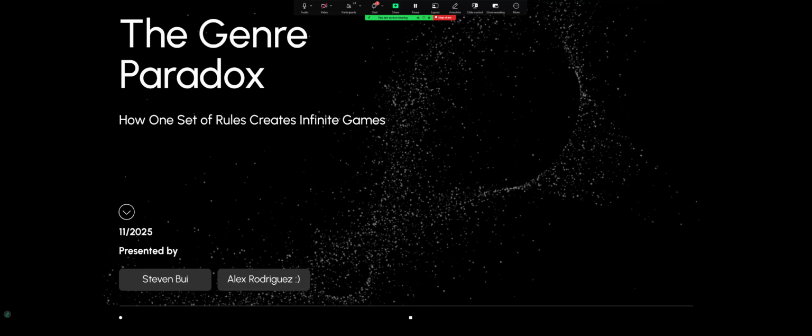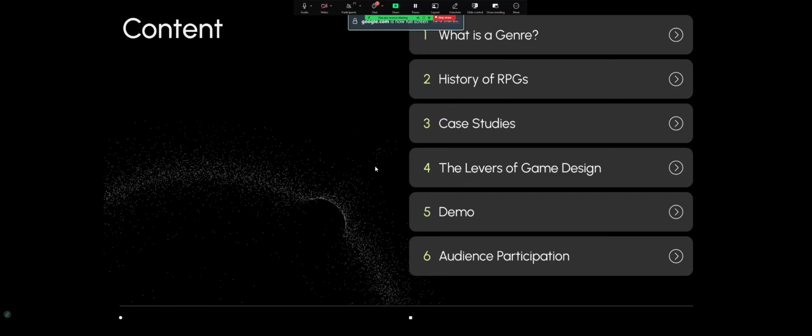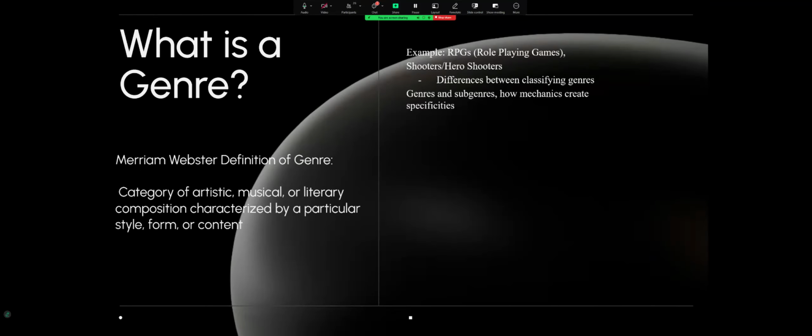Hi everyone, so this is the genre paradox and basically how one set of rules can create an infinite amount of games. So this is basically our table of contents and everything. So what is a genre?